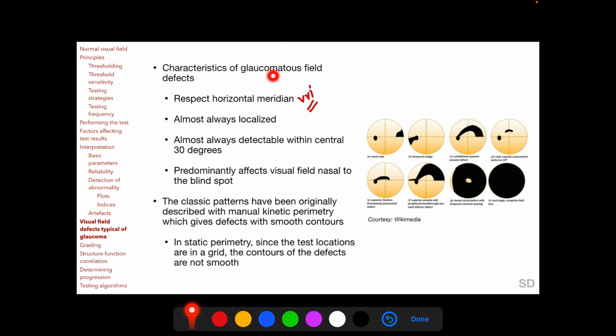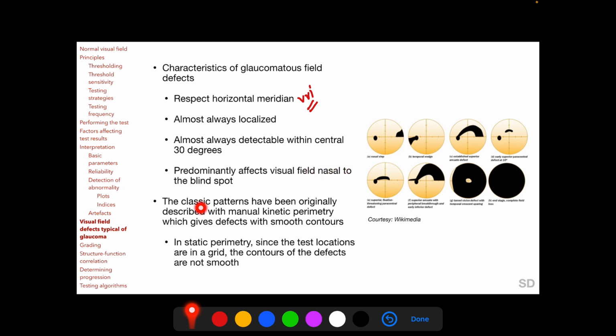Also, glaucomatous field defects are almost always localized. In early to moderate glaucoma, they are almost always detectable within the central 30 degrees of the visual field, and they predominantly affect the visual field nasal to the blind spot, as we have mentioned.